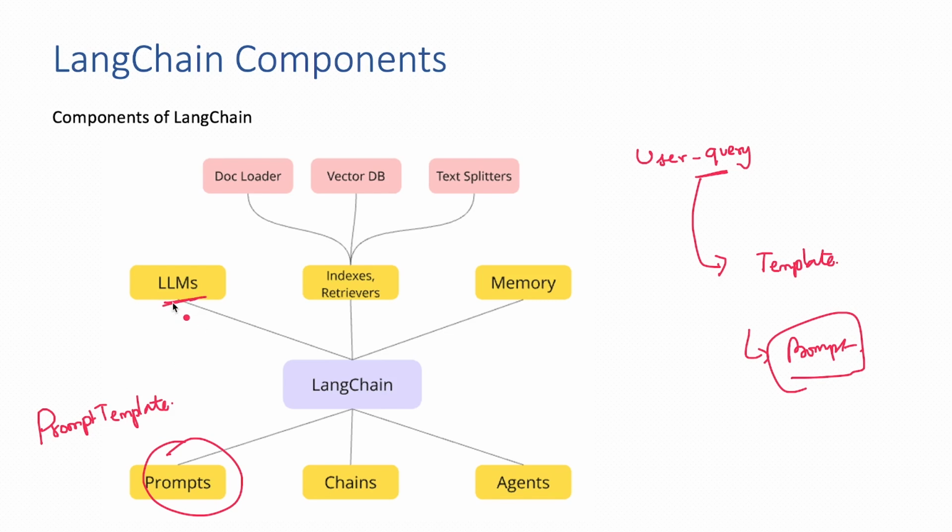So we also have LLMs as one of the major components. You can use multiple LLMs within a single chain. It's not necessary that you always need to use the same LLM throughout your chain. It's not the case here.